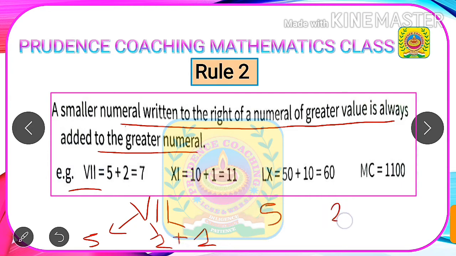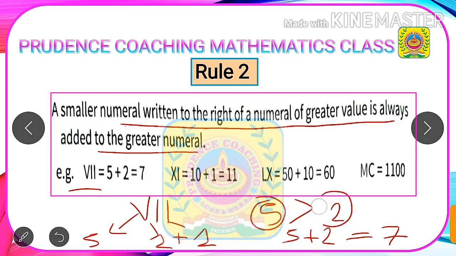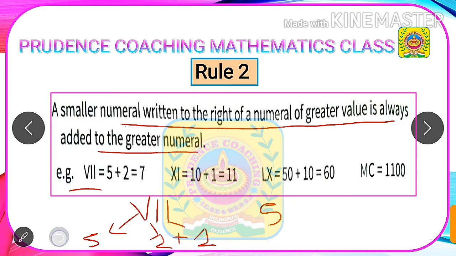So ultimately we are getting 5 and 2. But as you can see, 5 is greater than 2, so we need to add 5 plus 2 and write the value as 7. That means if we get a numeral on the left hand side which is greater than the numeral on the right hand side, in that case we will just add the numerals and get the value. Similarly, let us see another example to clarify our doubt.